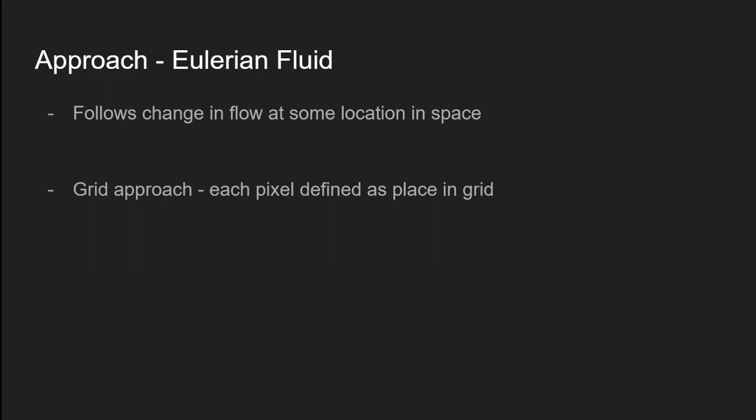And so I defined my space using a grid approach so that each pixel will correlate to a spot in the grid, so that I can define the smoke and its properties and then directly show that to the pixel that it correlates to on the screen.